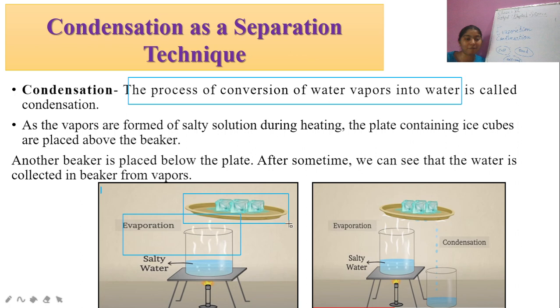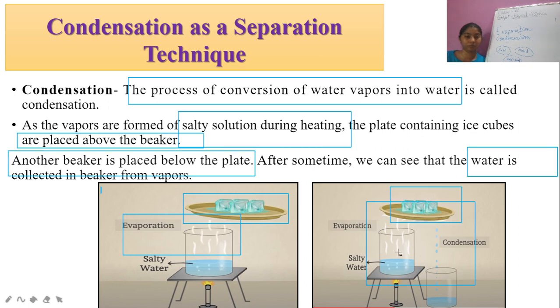What is going on? Then another beaker is placed upon the plate, and after some time we can see that water is being collected from the vapors, right? The water vapors coming out are collected with the help of the other beaker. So this is the important part, the ice cubes, right? They make the channel to move the water vapors into another form. So this is the way of condensation, where we convert the water vapors into water, students. So make sure you know how you will convert the water vapors into water.